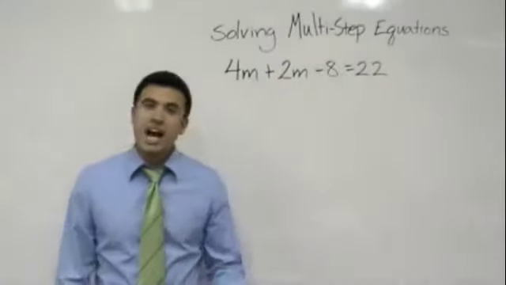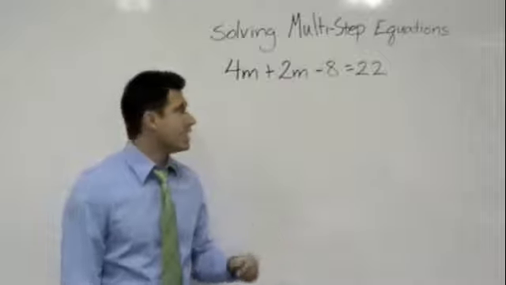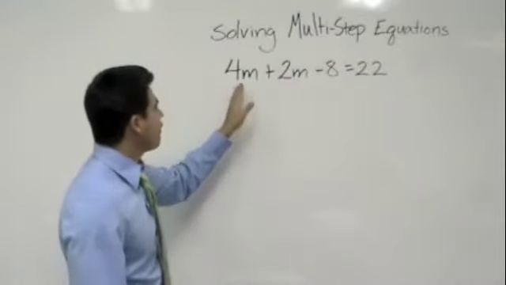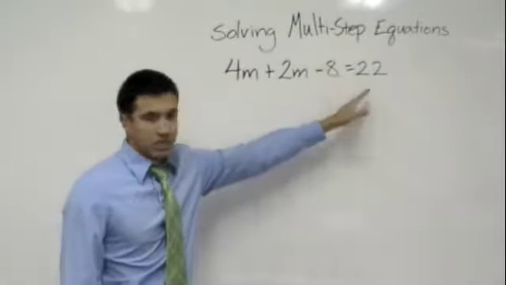Multi-step equations. I would recommend you to watch the video on combining like terms before you jump into this. For this problem, we have 4m plus 2m minus 8 equals 22.